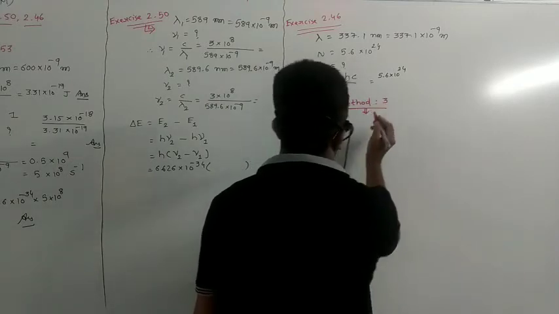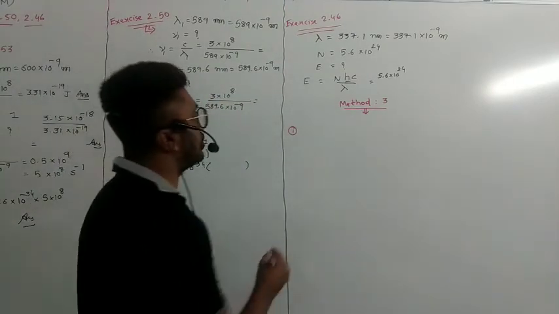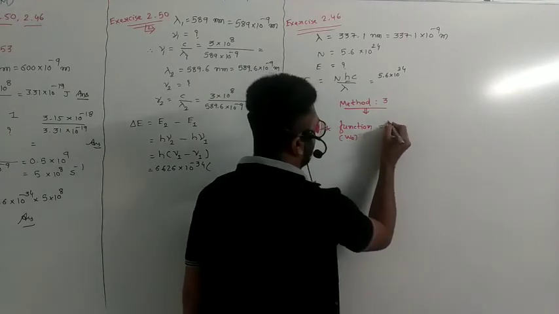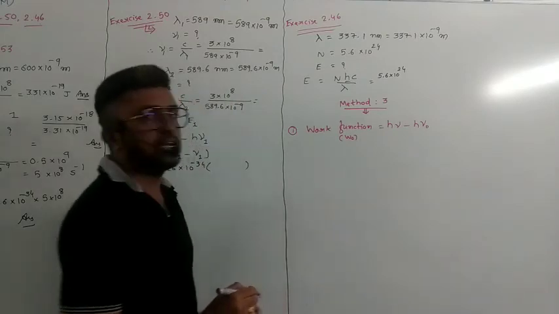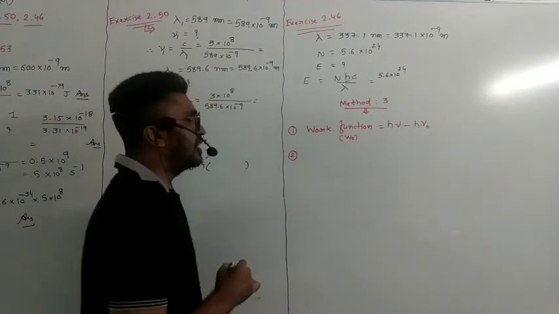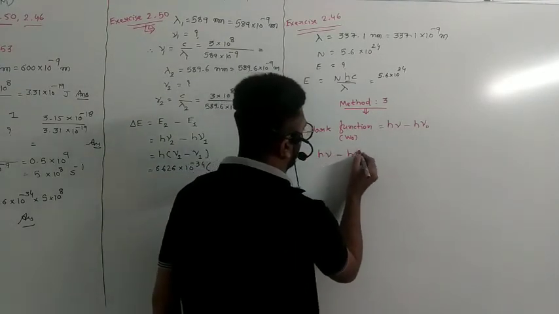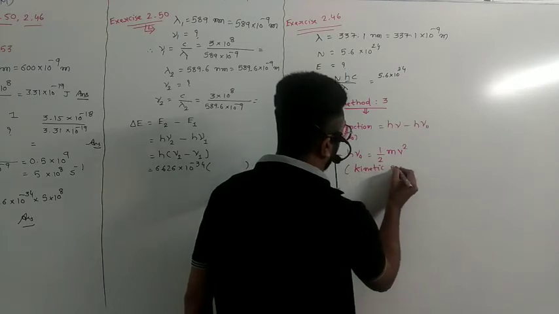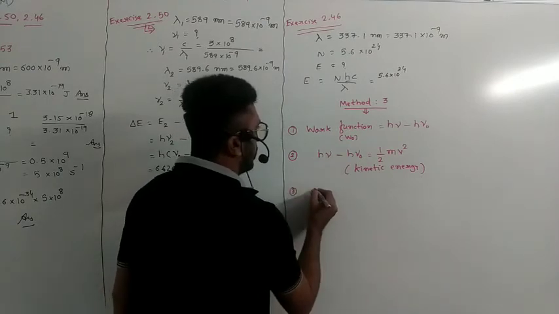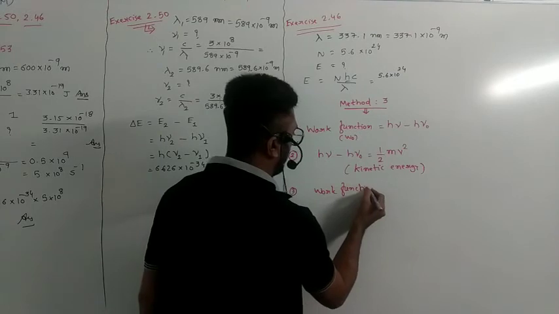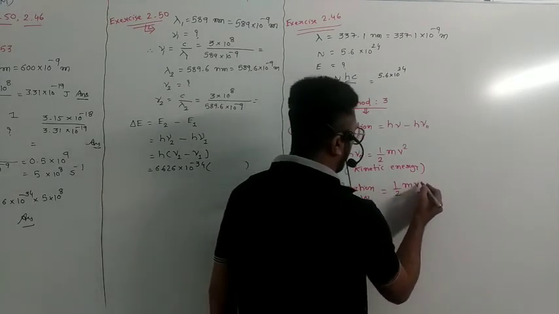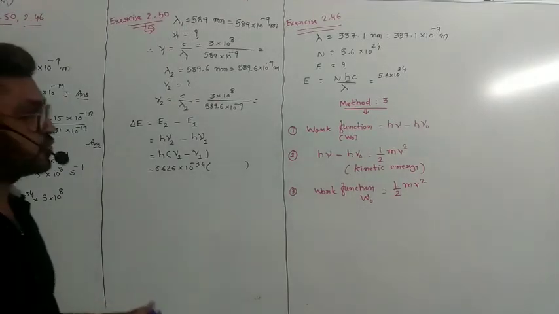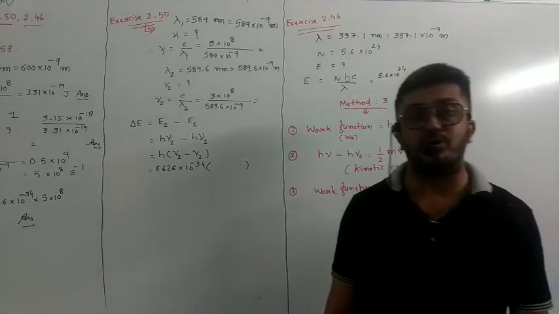Method number 3 is here, and here are the formulas of method number 3. Work function W0 is equal to h nu minus h nu 0. The second formula: h nu minus h nu 0 is equal to 1/2 mv square. This is about the kinetic energy. Same as work function, W0 is equal to 1/2 mv square, again equal to kinetic energy. So these are the different formulas for method number 3, and I will give you an important work about this important point.